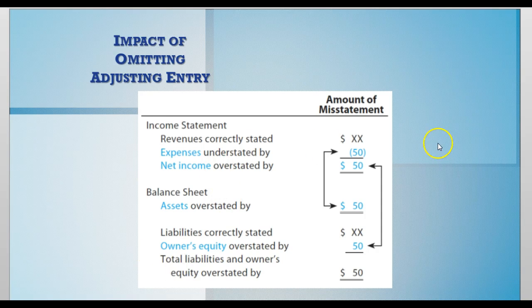And if we hadn't taken the depreciation expense, again, you can see the effects. Expenses would have been understated, net income overstated, assets overstated, and equity would have been overstated. So that is the beginning of the adjusting entries.